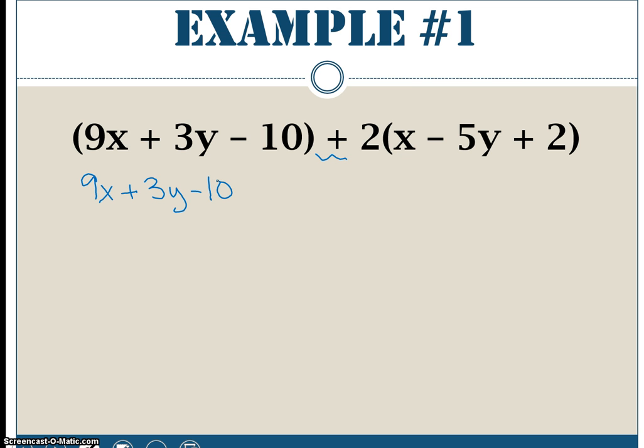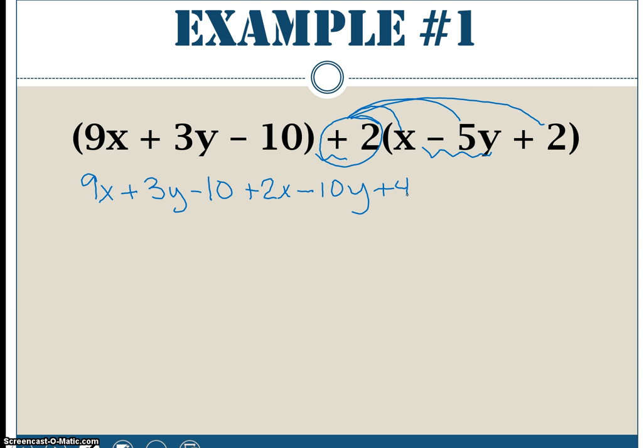Now the second polynomial is being multiplied by a positive 2. Notice I circled the sign with it. So I'm going to do a positive 2 times x, which is a positive 2x. And then I'm going to do a positive 2 times a negative 5y. So 2 times negative 5 is negative 10. Keep your variable. And 2 times 2 is 4, so I put a plus 4.